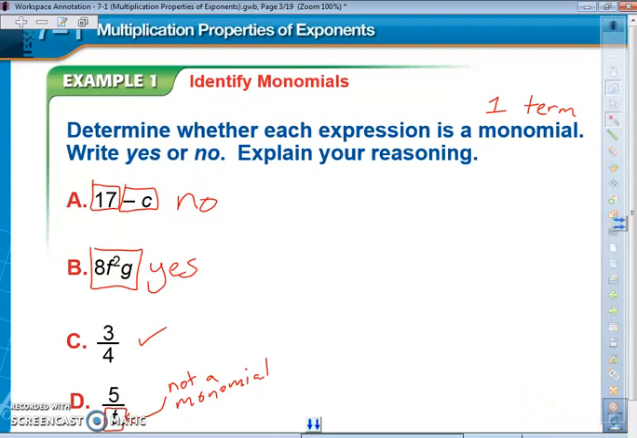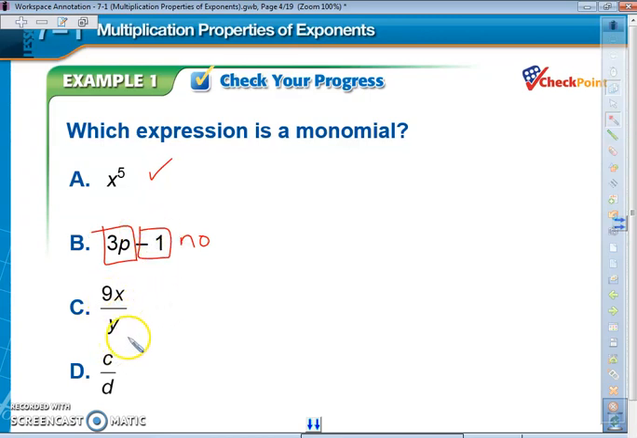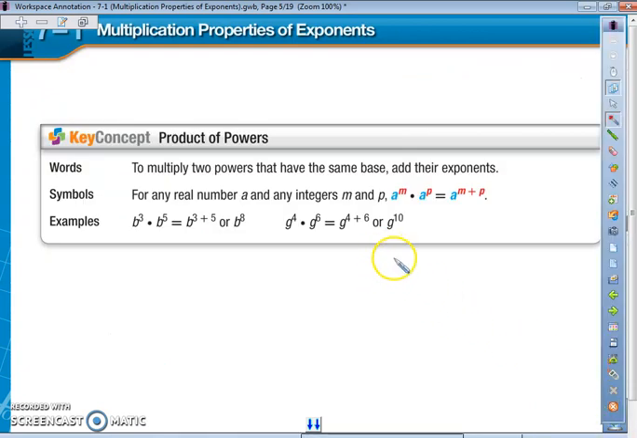Okay? All right. So, let's go through this. Looking at it real quick. A, x to the fifth. Is it a monomial? Yes, it is. 3p minus 1. Is it? No, it is not. Those are two different terms right there. Okay? 9x over y. Is it? No, it's not. And also c over d. No, it's not. Continuing on.